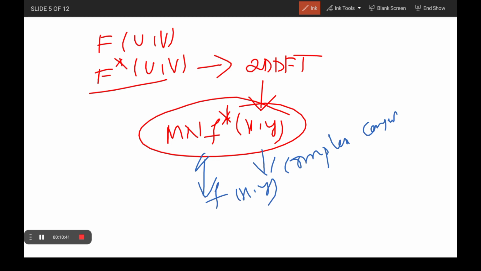Why are we following this approach? Generally the procedure is calculated in a one-dimensional way. One row is completed, then you go for the second. That means the 1D transformation takes a lot of time. So for that purpose, if you know the f of u comma v, take the complex conjugate directly and apply the discrete Fourier transform algorithm. You can get the f of x comma y very easily. So this is the way we are going to calculate.